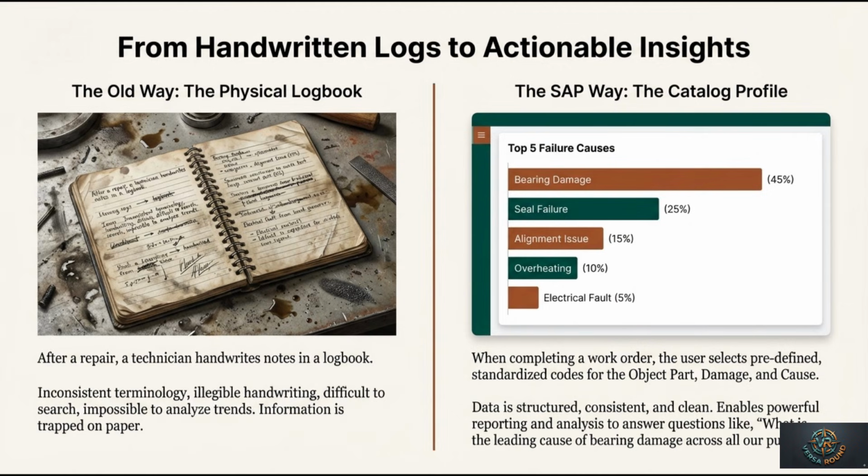Because the data is structured, we can generate powerful reports. We can instantly see that 45% of our failures are due to bearing damage. This moves us from simply fixing things to intelligently preventing failures.